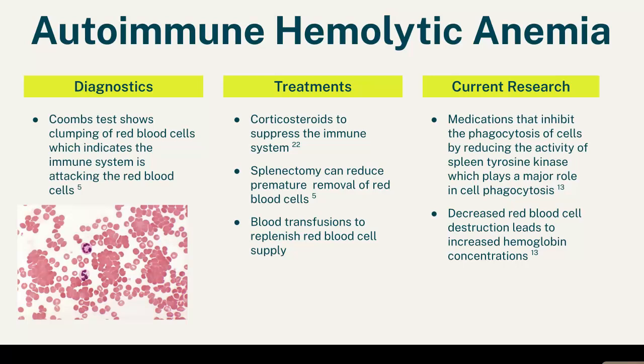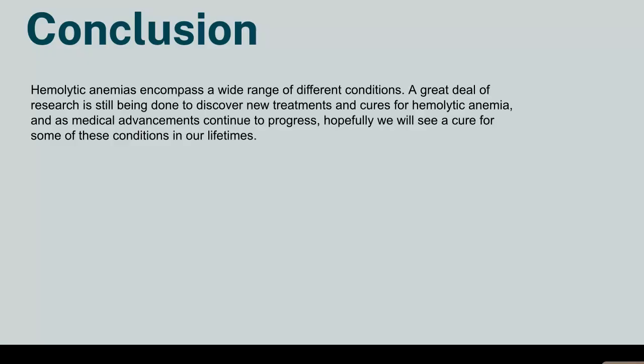Although no cure is on the horizon, multiple different forms of treatment are currently being studied to treat autoimmune hemolytic anemia. One of these treatments that has shown some promising results is a medication that inhibits the activity of spleen tyrosine kinase, which plays a role in phagocytosis of cells. By reducing the activity of spleen tyrosine kinase, red blood cells targeted for destruction are less likely to actually be destroyed, leading to an increase in hemoglobin concentration.